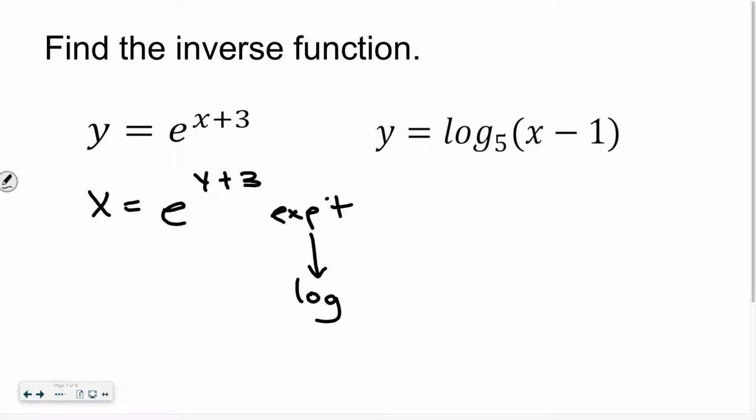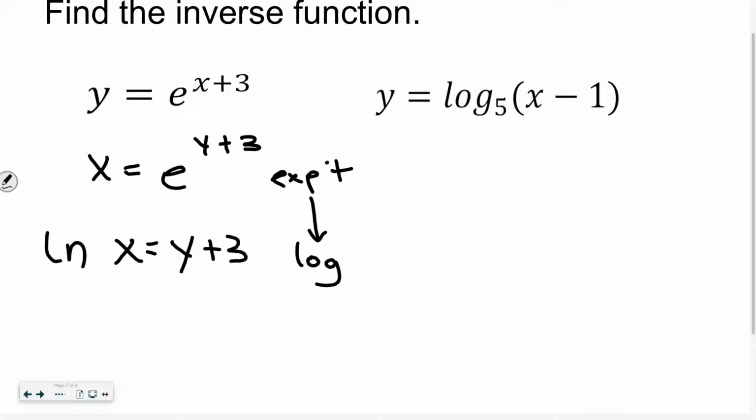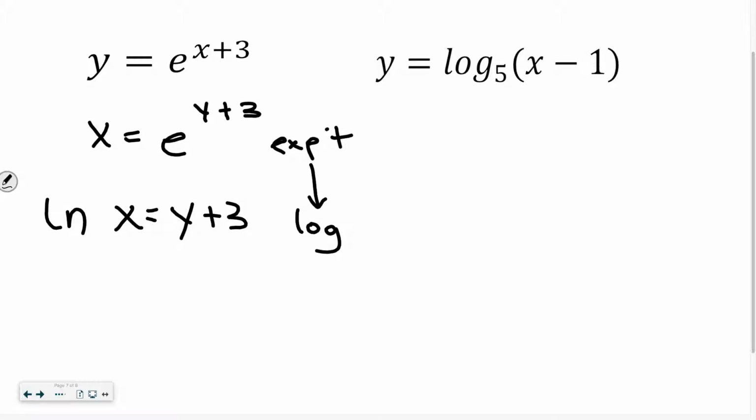If the base to our exponent is e, we're going to use ln, natural log. The natural log of what value? X equals y plus 3. Remember, the answer to the log will be your exponent, so your y plus 3 becomes your answer to your log. Now you still have to solve for y, so you're going to subtract 3 from both sides.